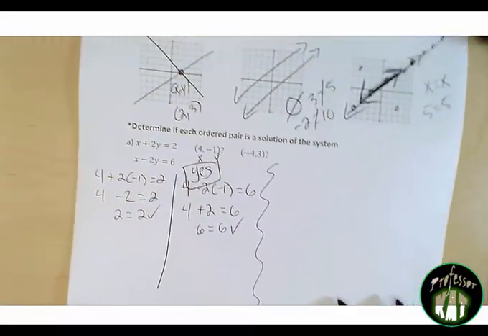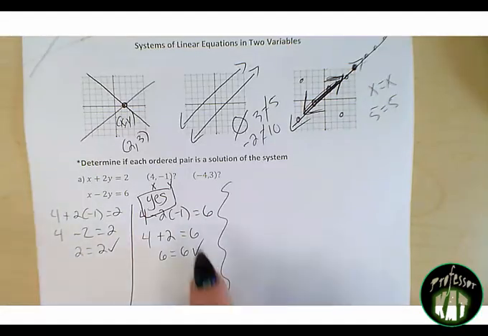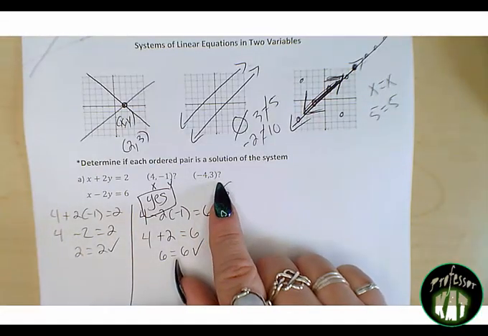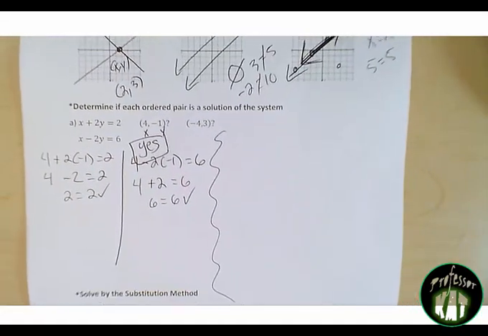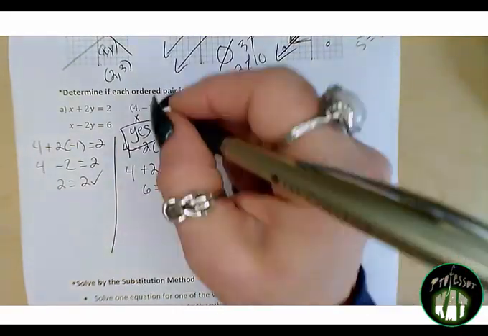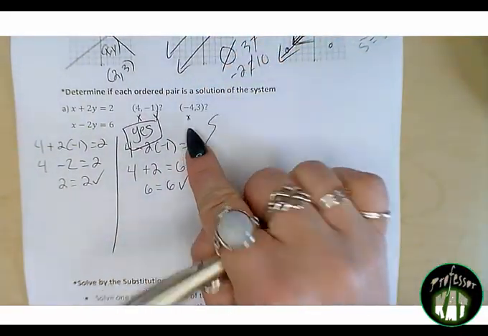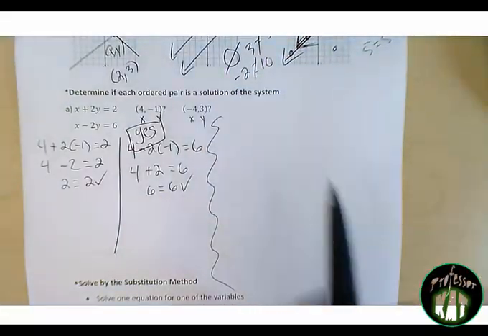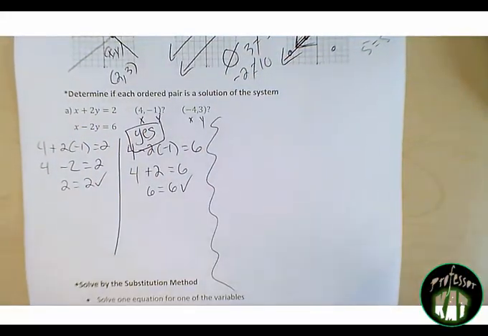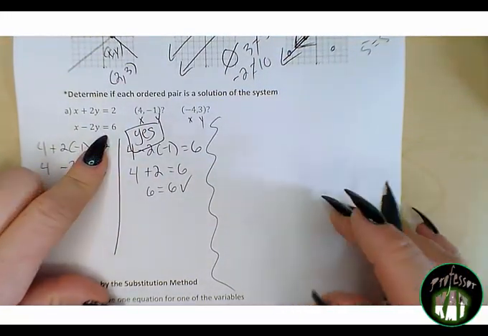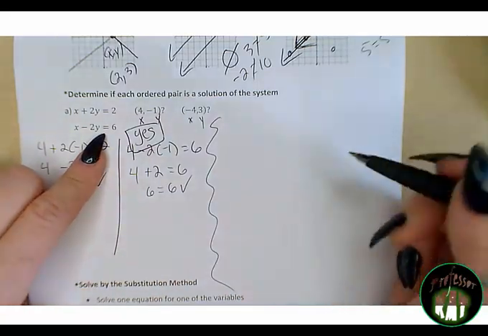Now, they gave us a second point to test. They want us to test negative 4 and 3. So we're going to do the same thing here. We're going to take that point now. We're going to plug in negative 4 for x and 3 for y into the same system. We need to plug it into both equations and test and see if that one works.